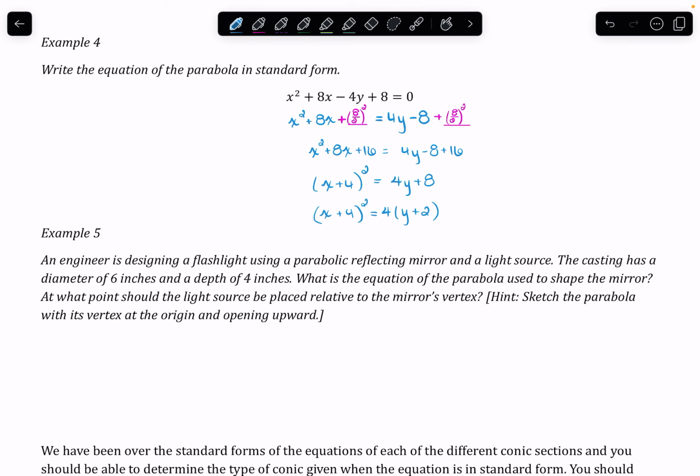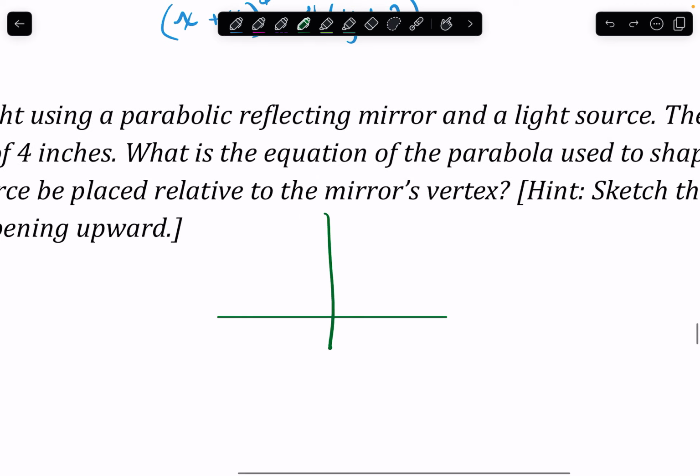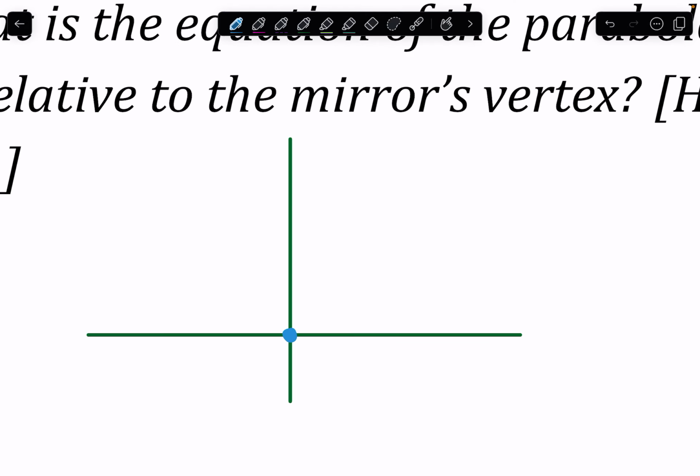Same as when we dealt with the others, sketch it and put the center, or in this case, the vertex, at the origin, 0, 0. And for the flashlight, let's just keep it simple. I want this thing to open upward. I don't really need to go below. All right, so there's a vertex.